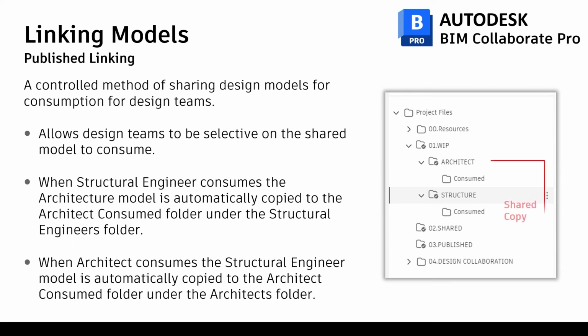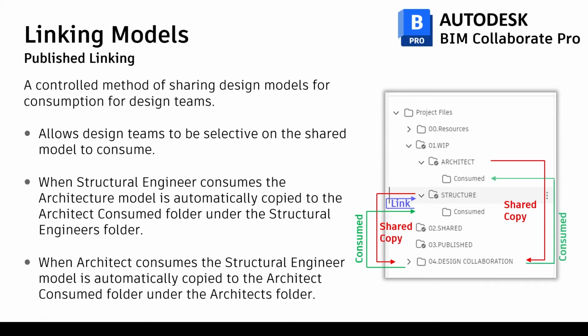For example, once the architect shares the file to the Design Collaboration area, the structural engineer can then choose to consume that shared version. This allows the structural engineer to choose which file they wish to consume. Once they consume the file, this will be the file that's linked directly to their model. The same thing can apply, for example, if the structural engineer shares the file over a number of shared files during that week. The architect then can choose which file they wish to consume, allowing them to link the design freeze of their choice. Let's take a look.